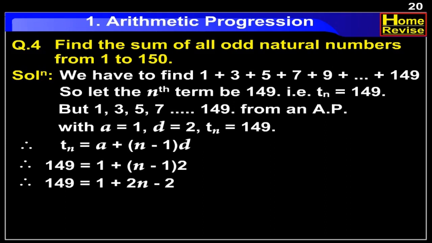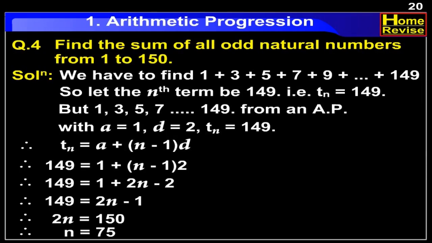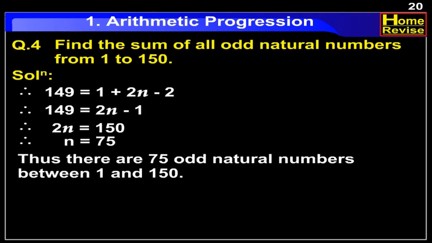Therefore, 149 is equal to 1 plus 2n minus 2. Therefore, 149 is equal to 2n minus 1. Therefore, 2n is equal to 150. Therefore, n is equal to 75. Thus, there are 75 odd natural numbers between 1 and 150.